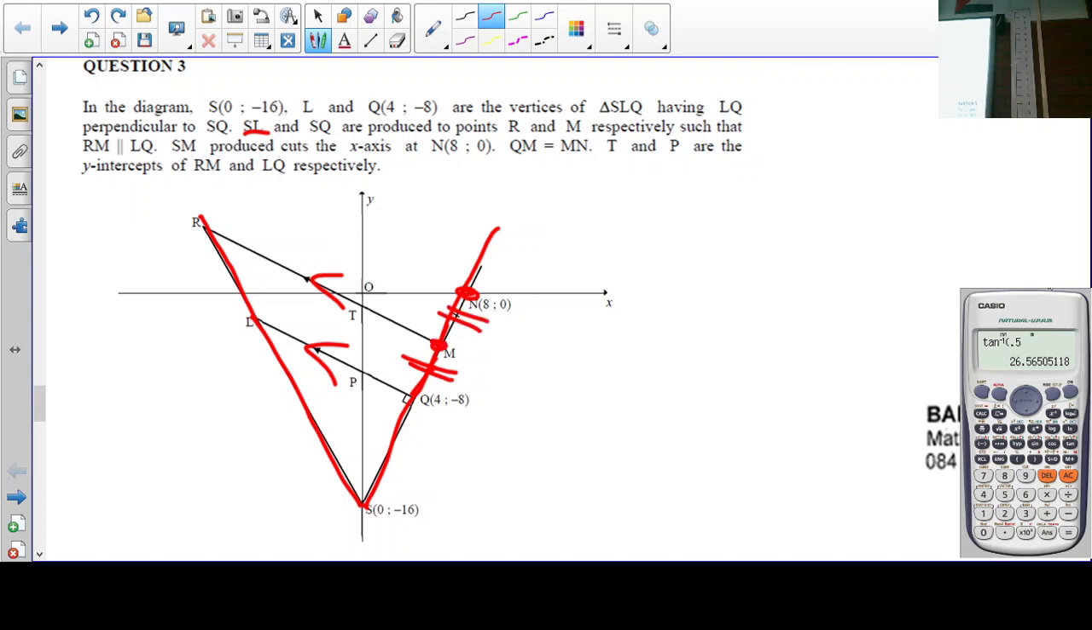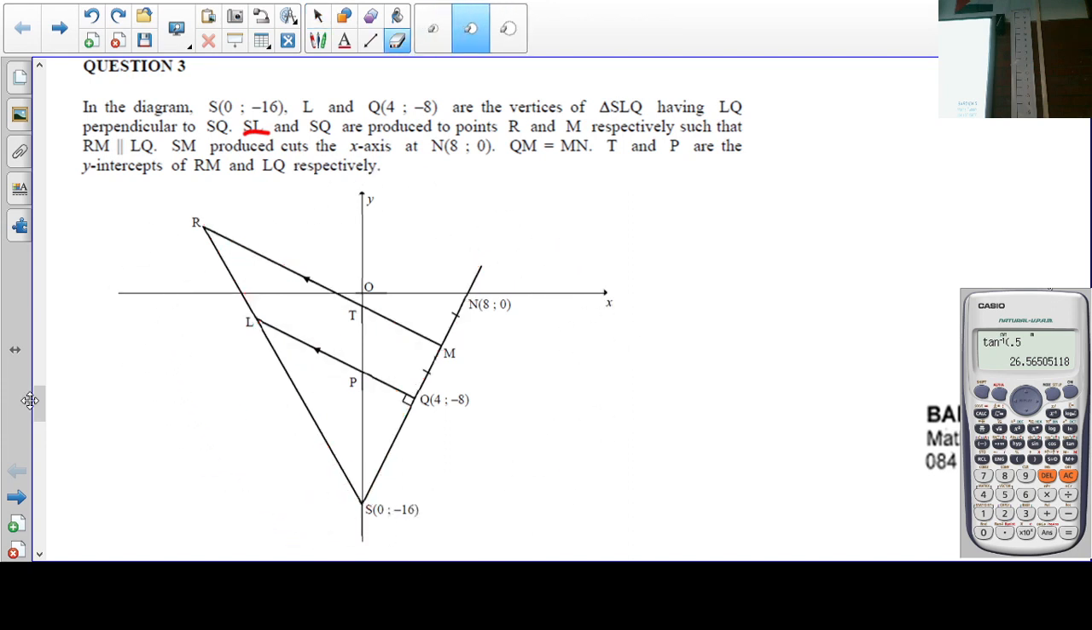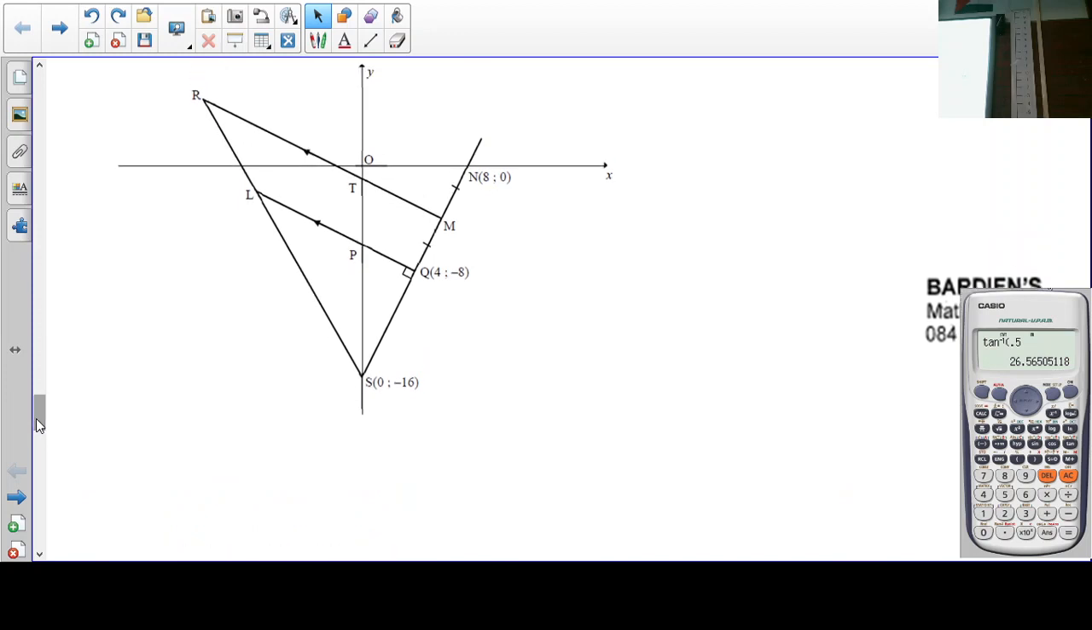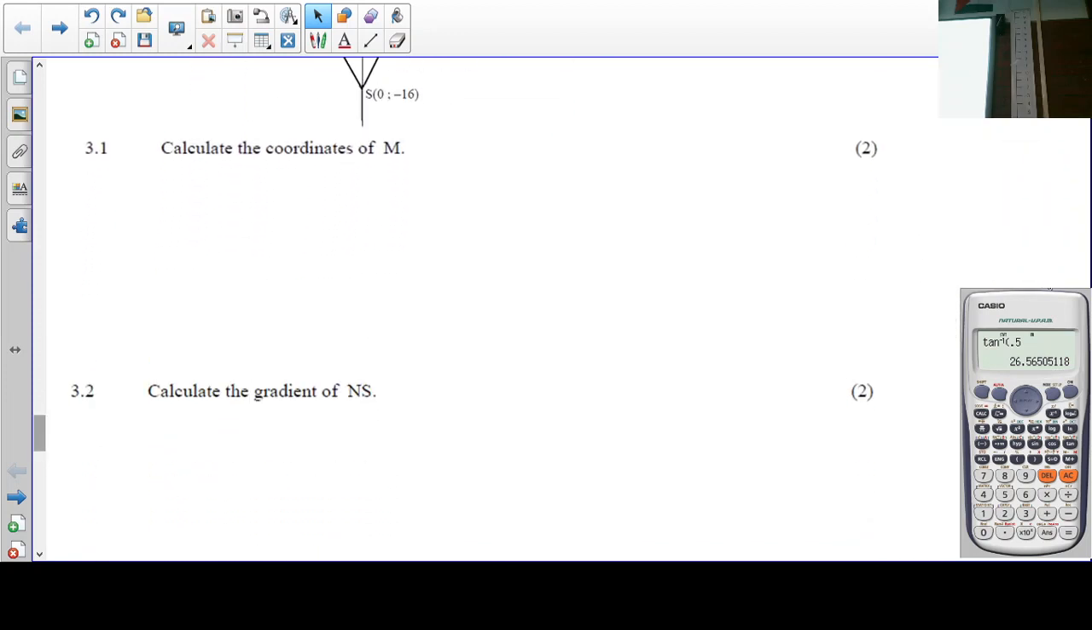So that's the midpoint of those two values. T and P are vertices of the y-intercept of RM. So again, T and P are the y-intercepts of RM and LQ respectively, which means to say again, in that order. Okay? So all the information that is given in the write-up is again given on the diagram. Okay? So we can take that out. So let's see what's the first question.